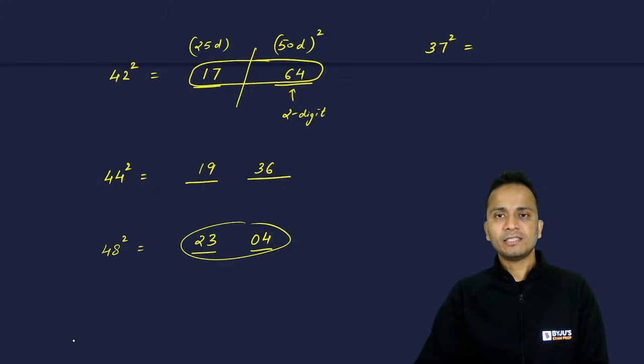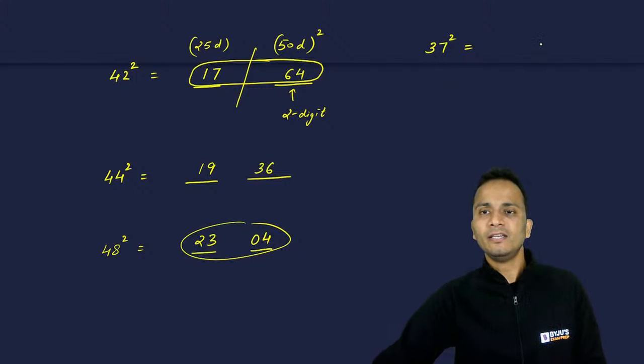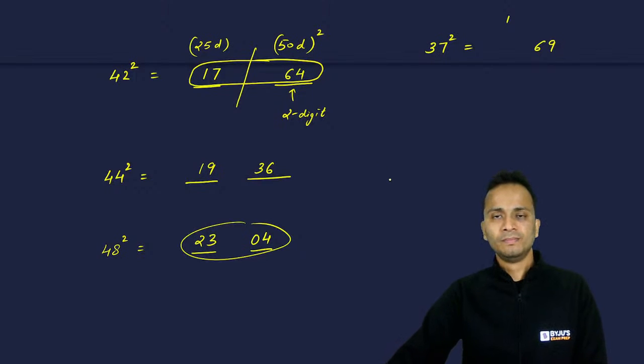Okay, so let me start. For 37 square, first of all, the difference of 37 from 50 is 13. The square of 13 is 169. I'll write 69 and 1 will go as the carry forward.